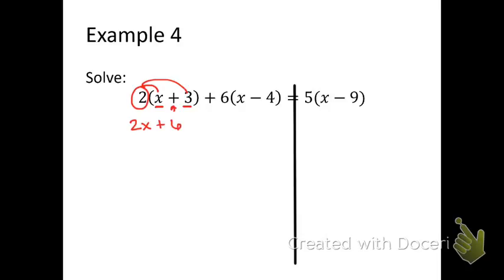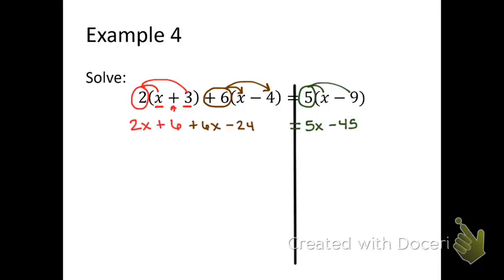And then for the second parenthesis here, we're going to distribute that positive 6, and again we've got two terms because they're separated by that minus sign. So 6 times x is a positive 6x, and 6 times negative 4 is negative 24. And then we've got our equal sign we're going to bring down. And on this right-hand side, we only have this positive 5 that we're going to distribute. And again, we've got two terms, the x and the negative 9. So 5 times x is 5x, and 5 times negative 9 is negative 45.